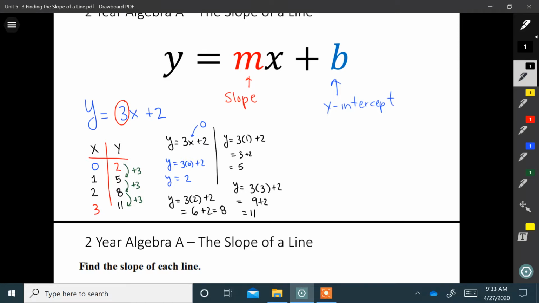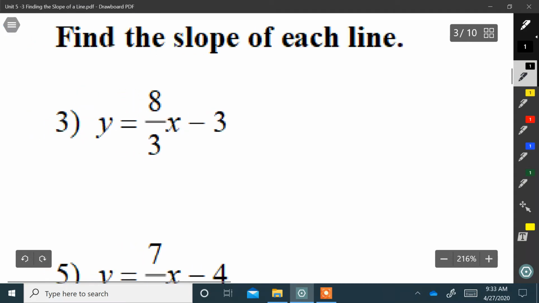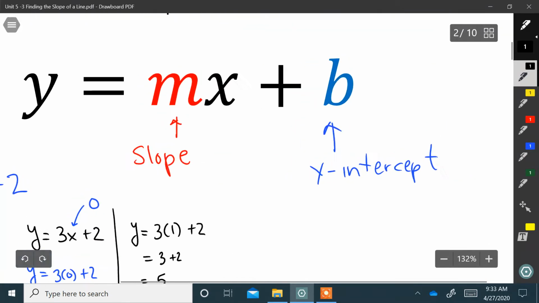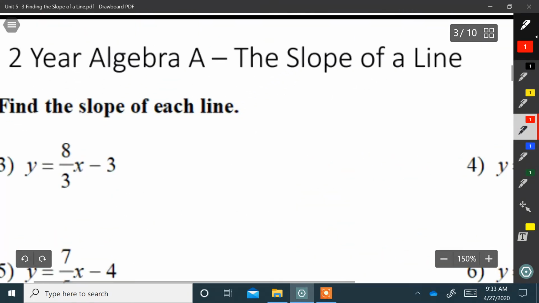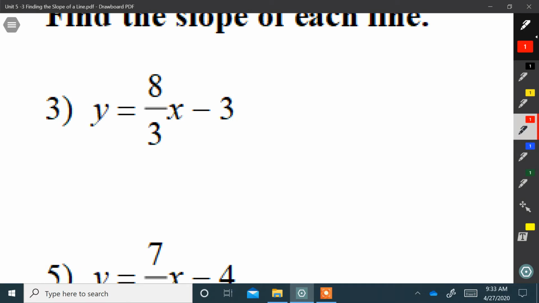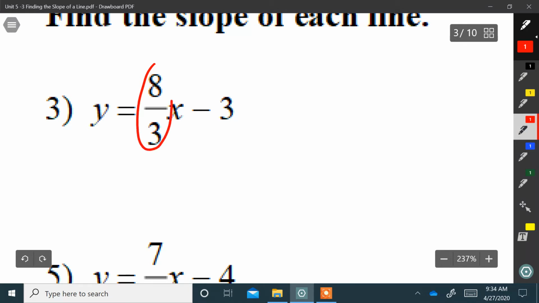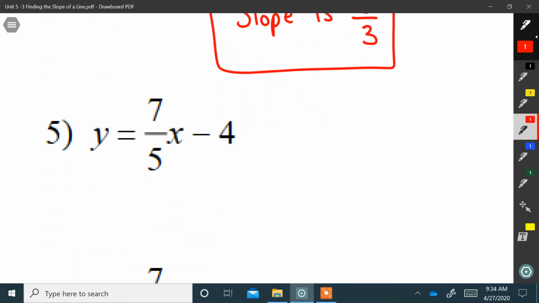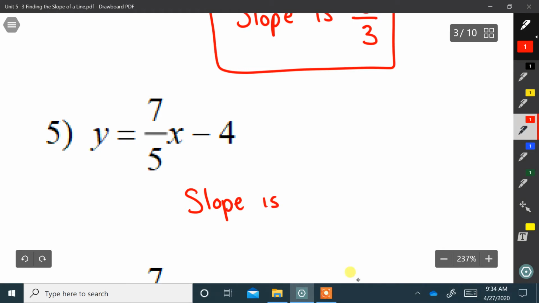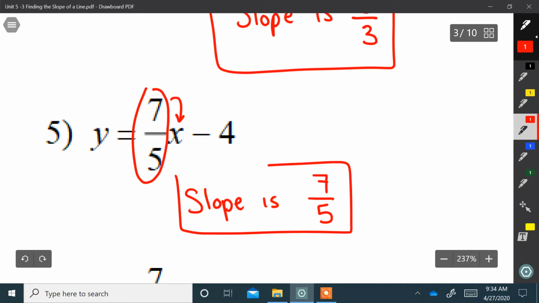And that's very simple, guys. For example, if I give you this equation right here, the slope is the number that is next to the letter x. Okay? So if you have a number in front of that x, that is the slope. If I look at this equation right here, y is equal to 8 over 3x minus 3, I can clearly identify the slope. The slope in this case is 8 over 3. And that is my answer. The slope in this case, 7 over 5, is this number that is next to the x. That's how simple that is, guys.